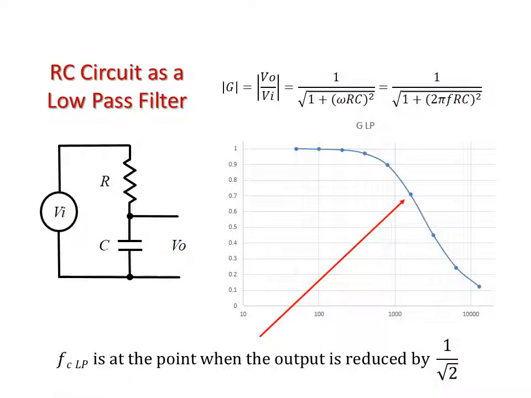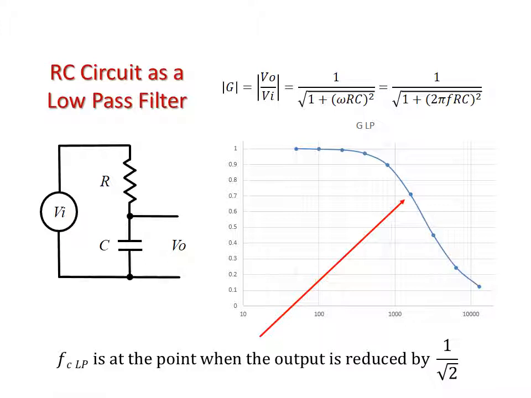So if we look at plotting this, the cutoff frequency of the low pass filter is the point where the output is reduced to 1 divided by the square root of 2. 1 divided by the square root of 2 is 0.707. So we're going to look on the y-axis for the 0.7, and it's a little bit above that.